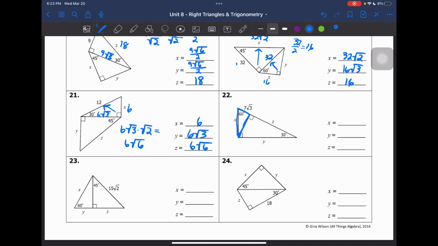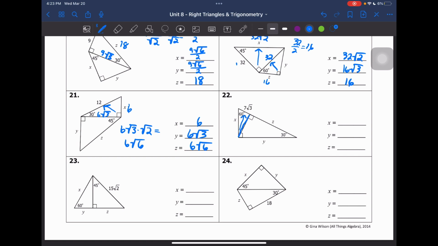There's one, and then here's one. And then I also just have a 30, 60, 90 triangle, like in the big version. So what's going to help me is first, if I use the 7 root 3 to find my longer leg, because that's the shorter leg.